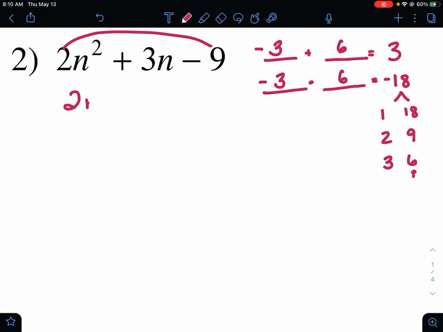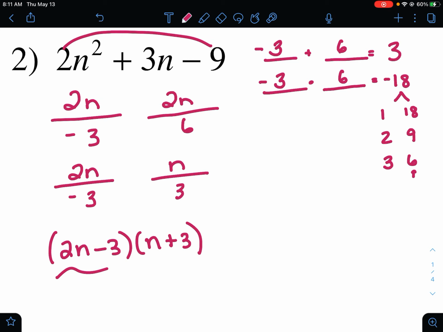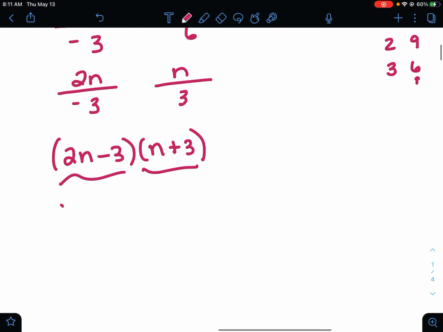So I'm going to do my 2n in the numerator and use these factors. So negative 3, positive 6. My first one does not cancel or reduce, but my second one does reduce to n over 3. So now this is 2n minus 3 times n plus 3. And the order in which you have these two things doesn't matter. Like I could have n plus 3 times 2n minus 3. Okay, they're both the same thing.